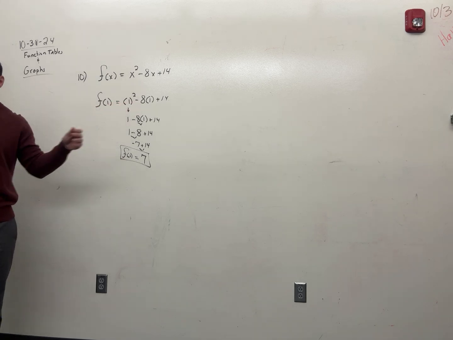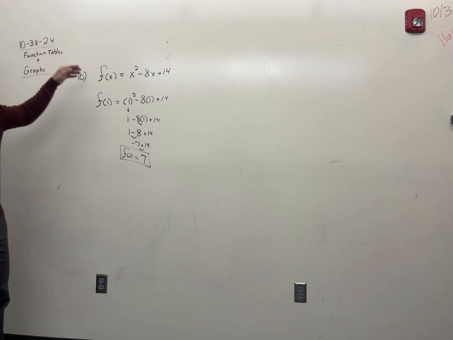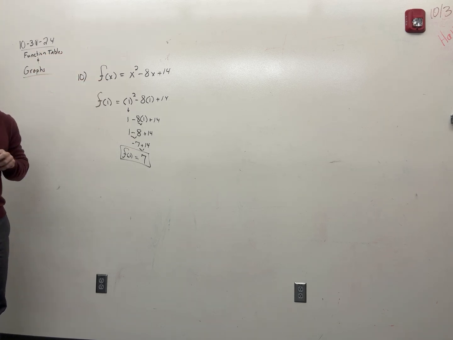Could you plug this all into your calculator? Absolutely. Mine didn't work when I did it, which is weird. May I try? Yeah. So, I'm going to go parentheses 1, parentheses, where's your square? Squared minus 8 times 1 plus 14. Oh, I guess there is something wrong. Was that easy? Are we starting to understand now that f of x, f of 1, the 1 is the x? Okay.